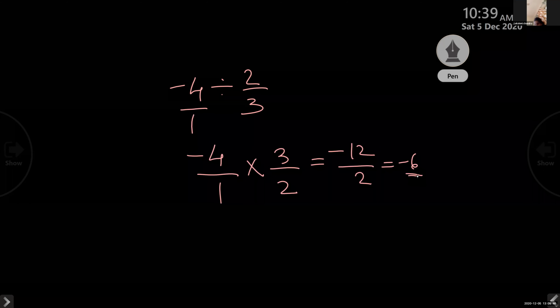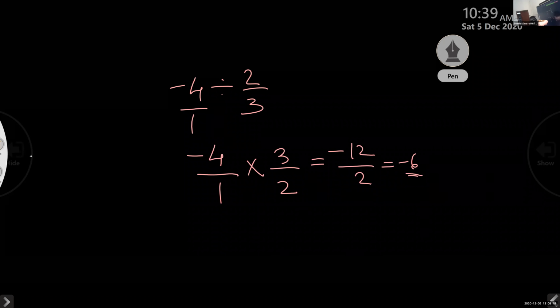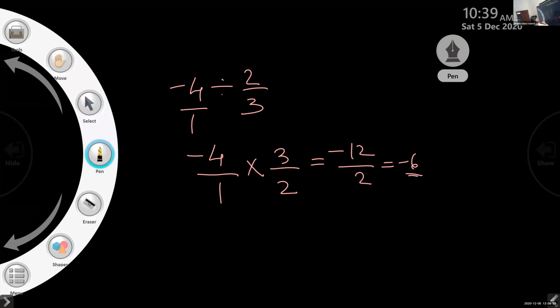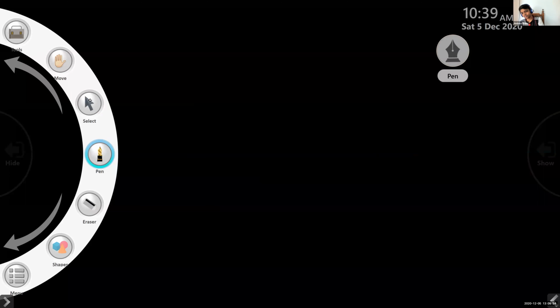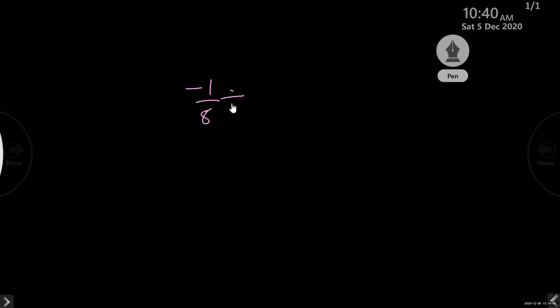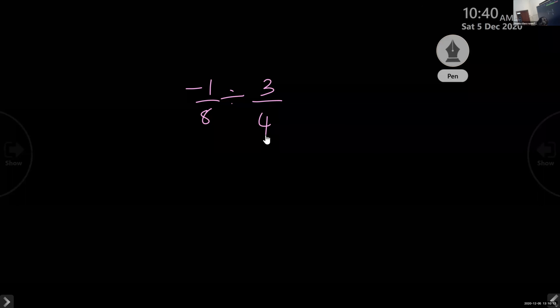Now one more question we can do from that. Very easy. Only two questions, then the remaining we can do as homework. Very simple questions. By that we can finish that chapter. Negative 1 by 8 divided by 3 by 4. That is easy. What is the answer? Answer fast.